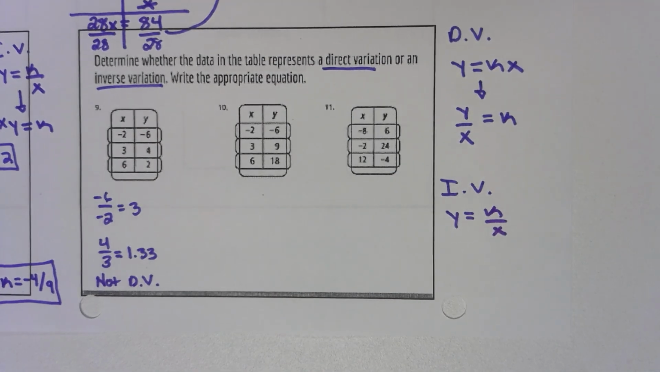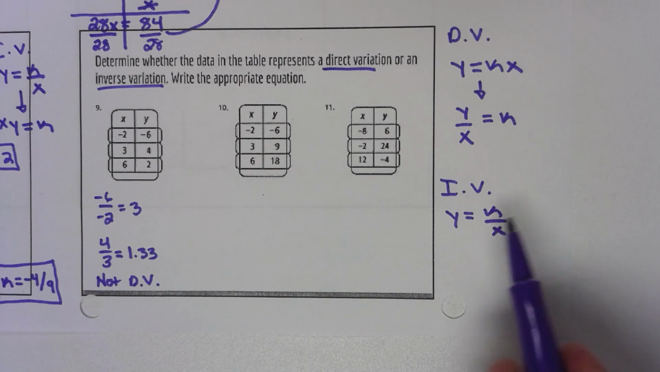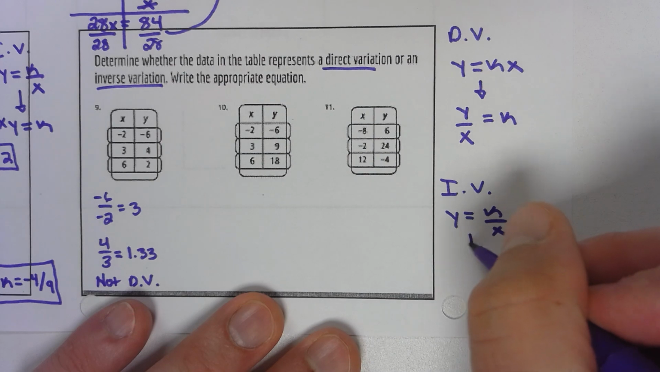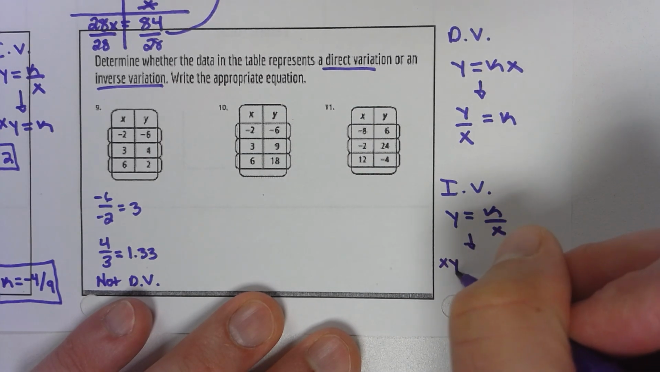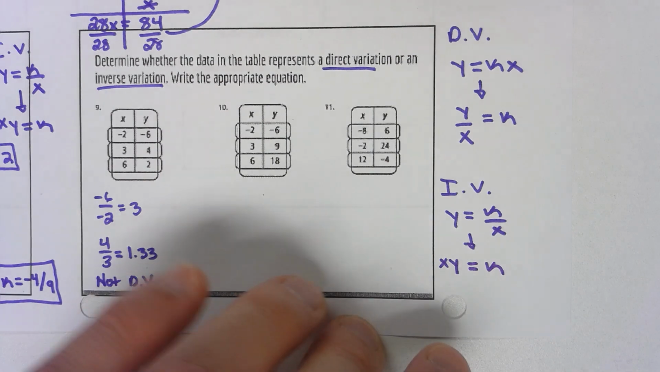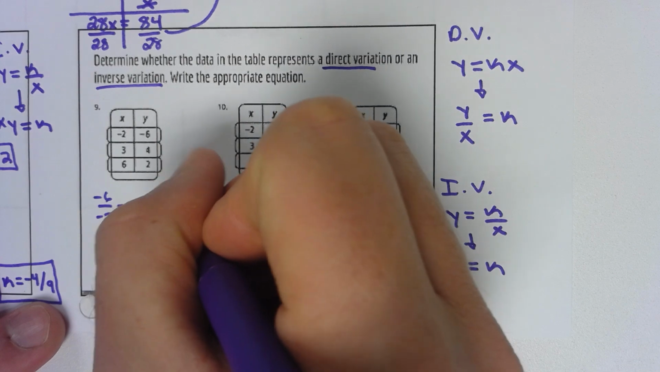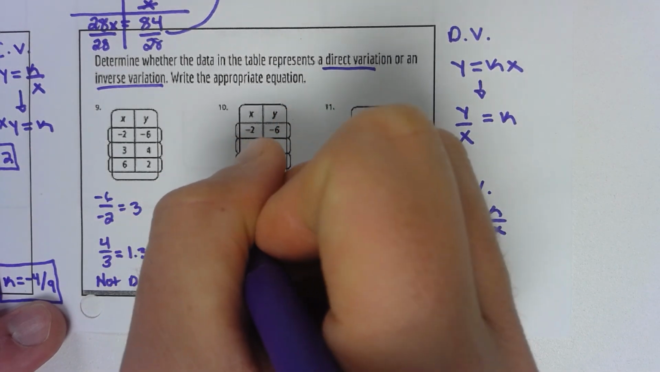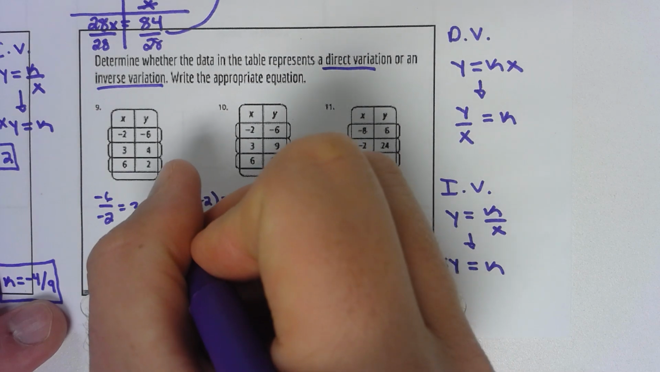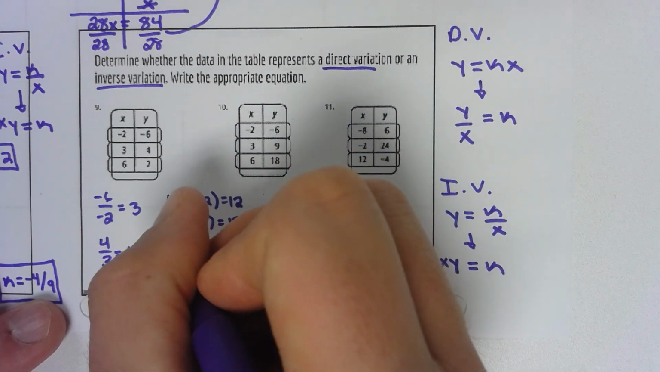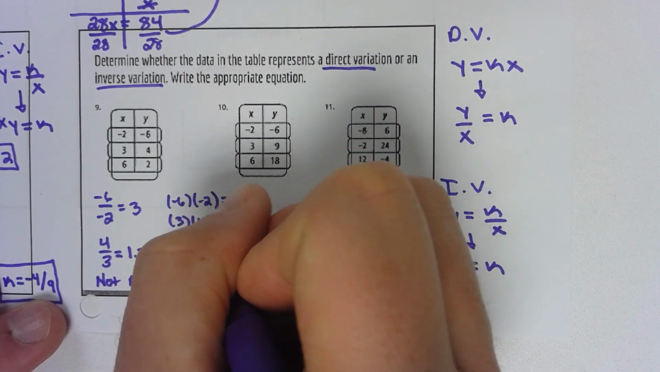And again, it's helpful if I can get k by itself here, which I do by multiplying both sides by x. And thus, x times y is equal to that constant k. So now let's do the same thing. Let's see if we take x times y, do we get the same values here. So -6 times -2, that's 12. 3 times 4, that's 12. And 6 times 2, that's also 12.